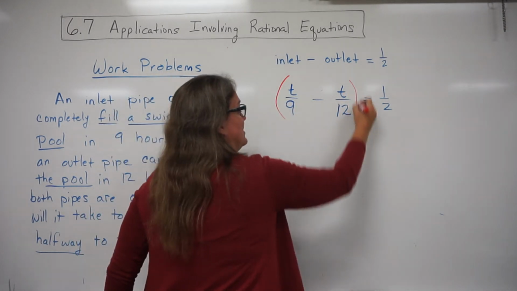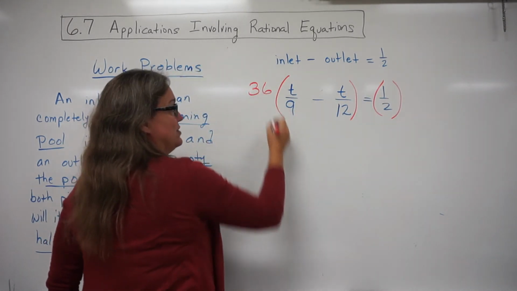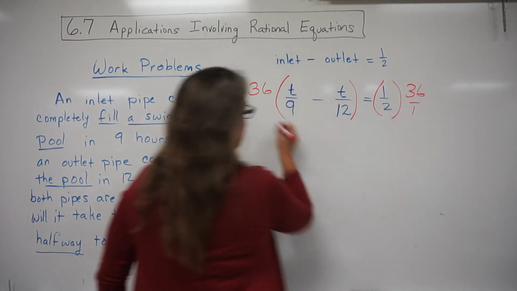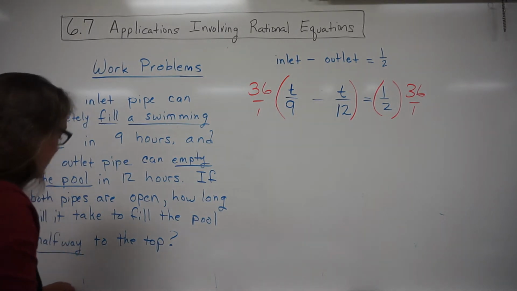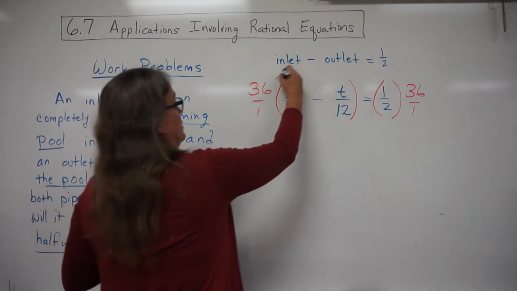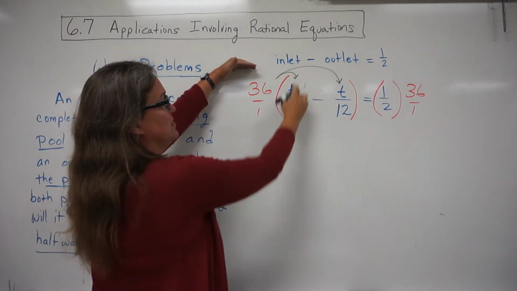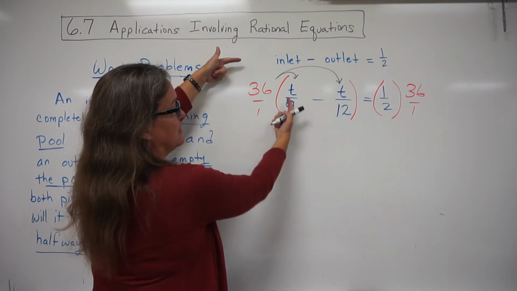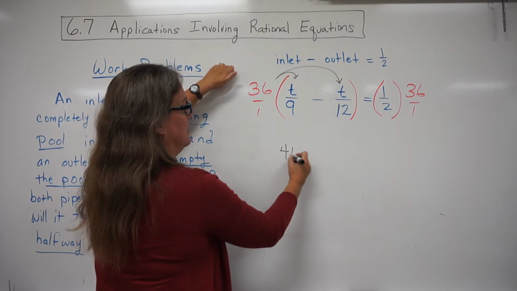We want to cancel out the 9, the 12, and the 2. And an LCD of 36 will do that for us nicely. Put a 1 on the bottom if it helps. Distribute through over here. 36 times t over 9, well, we could cancel with the 9 and the 36 and get a 4 up here. So this is going to be 4t.